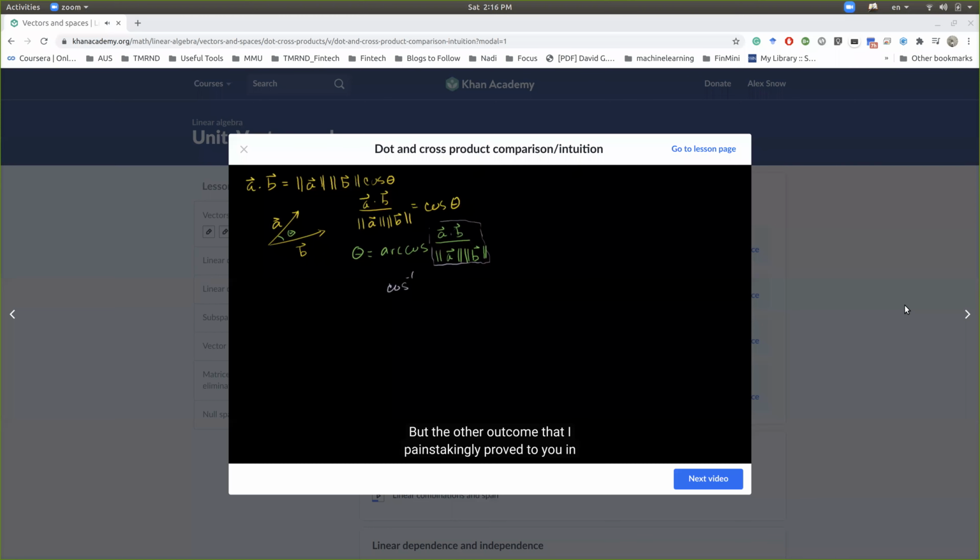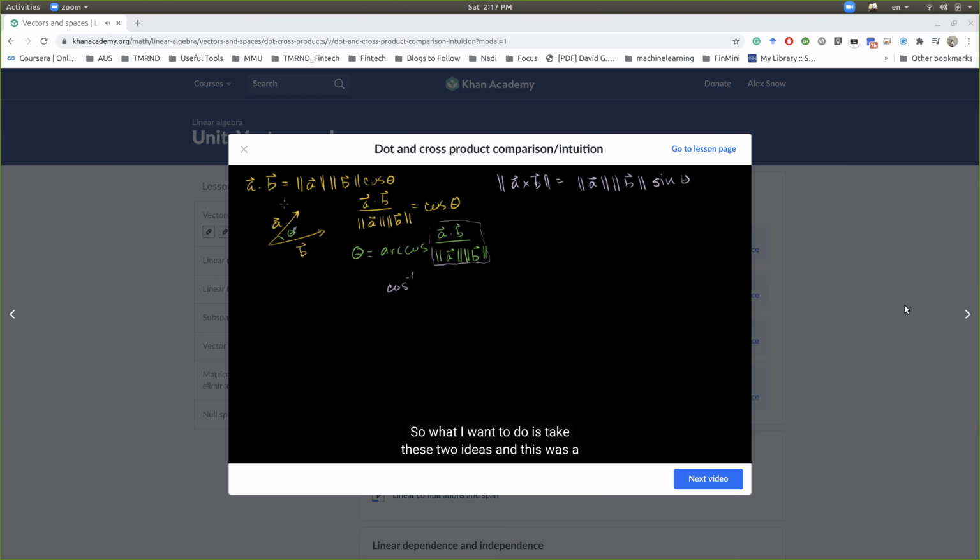But the other outcome that I painstakingly proved to you in the previous video was that the length of the cross product of two vectors is equal to, in a very similar expression, the product of the two vectors' lengths, so the length of A times the length of B, times the sine of the angle between them. So it's the same angle.